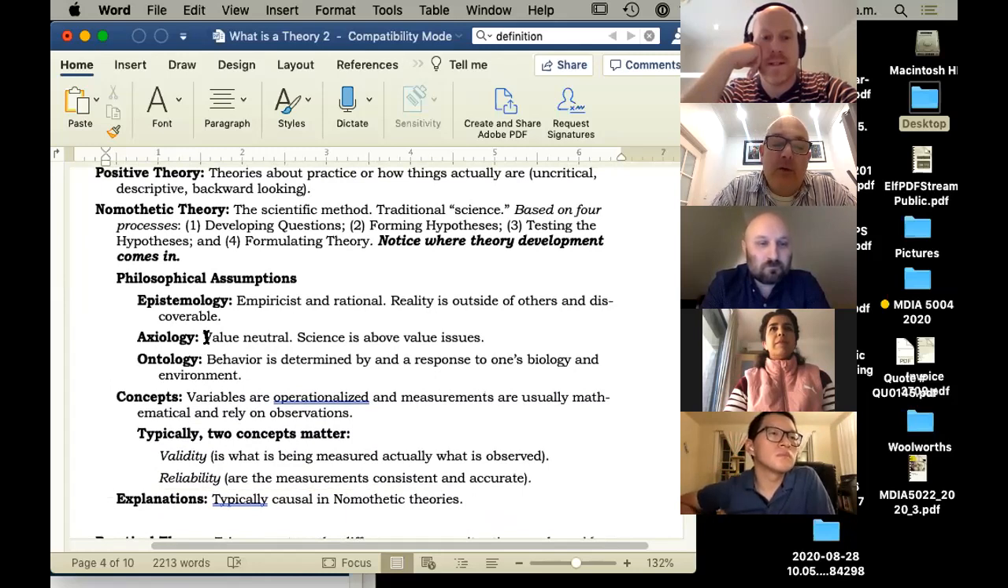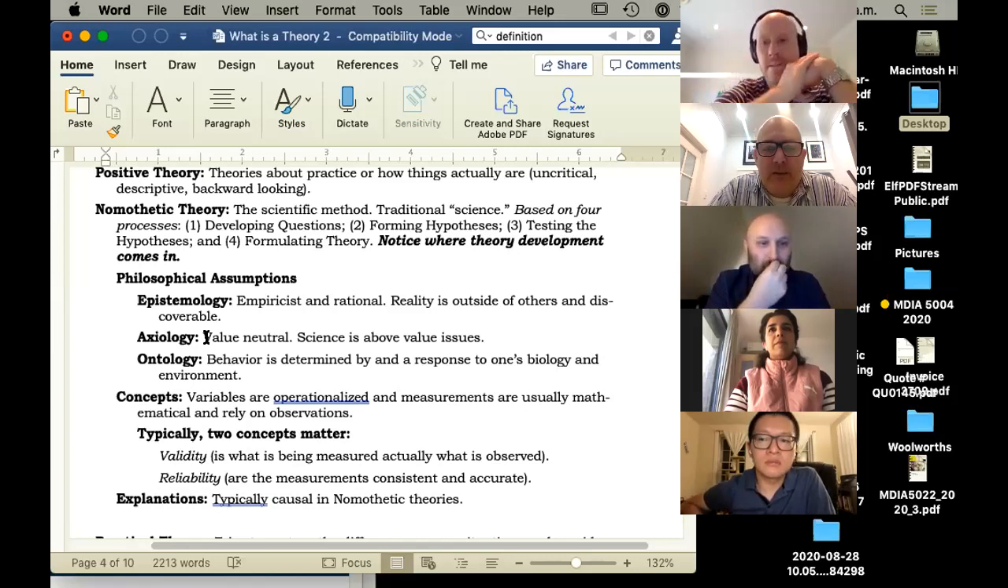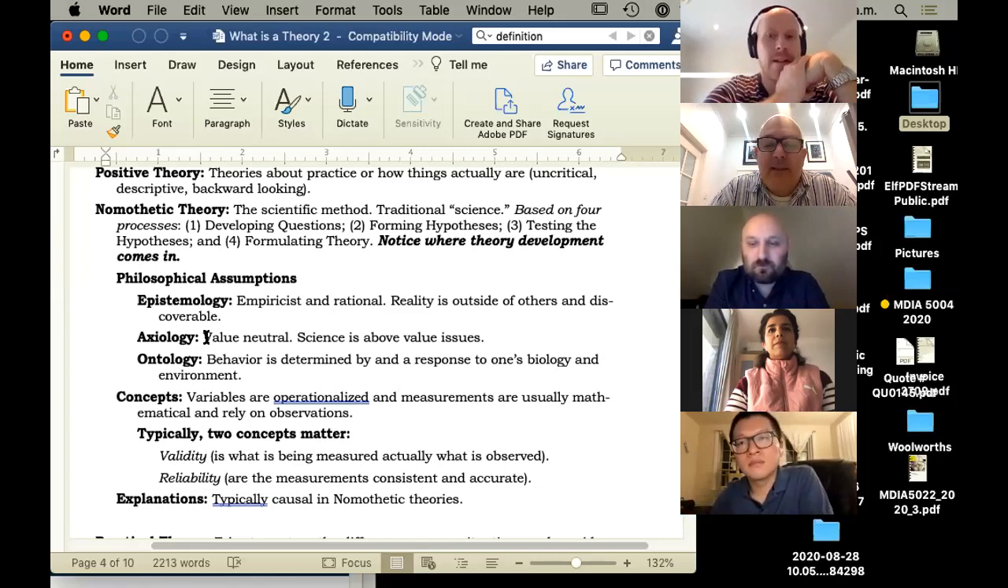And I've said here, notice where the theory development comes in. We don't start with a theory from nothing. We don't propose a theory to solve a problem and then test it, which is why theory pieces don't typically include studies to prove the theory is right. Theory proposes something, somebody else tests it. Somebody develops a question, forms a hypothesis, tests it, then formulates some sort of theory, and then other people will test that theory, see if it holds up, and try to make the theory better.